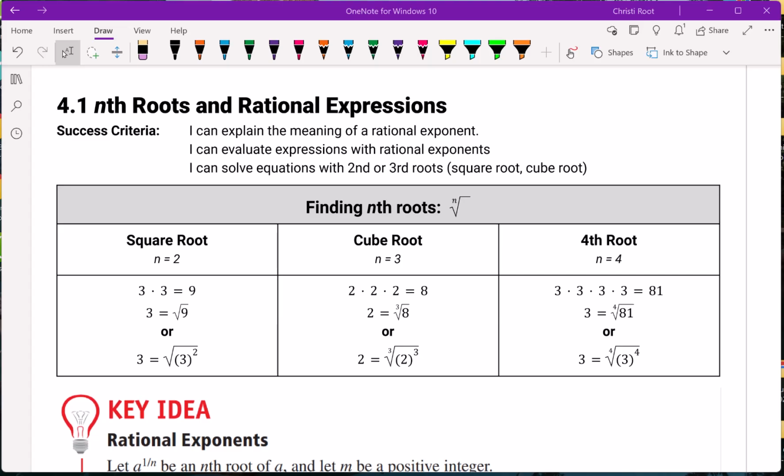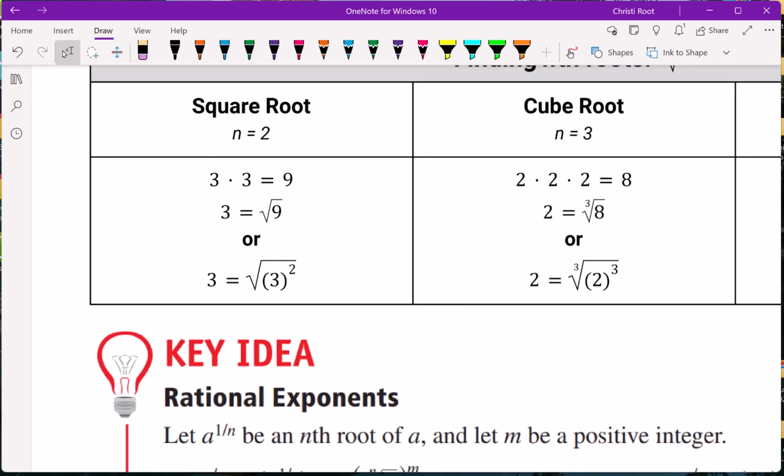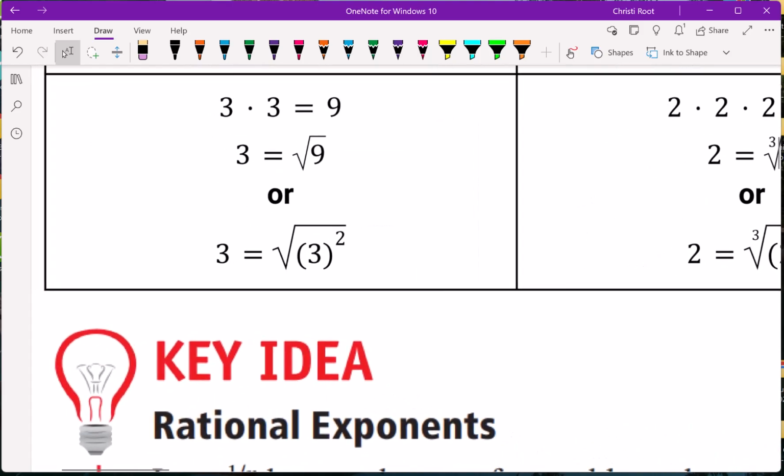Okay, so this video is on lesson 4.1, and we are studying the nth roots, which mostly includes square roots and cube roots, okay? If you remember back from middle school, whenever you take the square root of a number, you're looking for a number that is squared. So if you're going to take the square root of 9, then you know that 9 is 3 times 3, or 3 squared, so your answer would be 3.